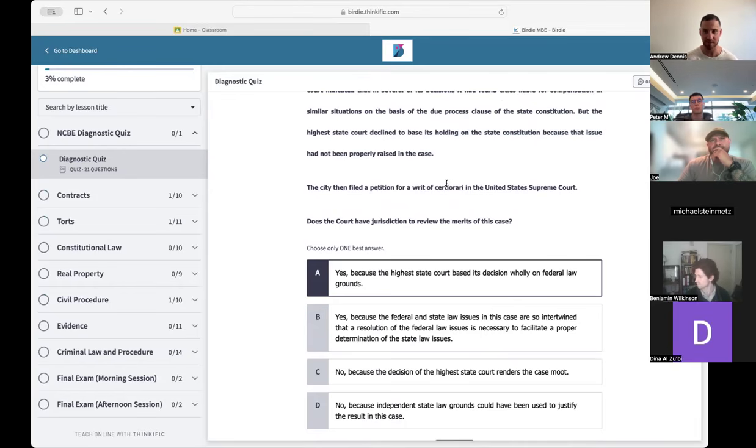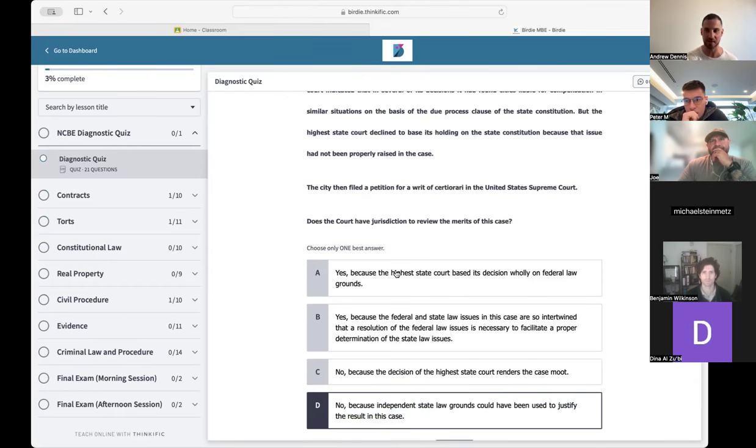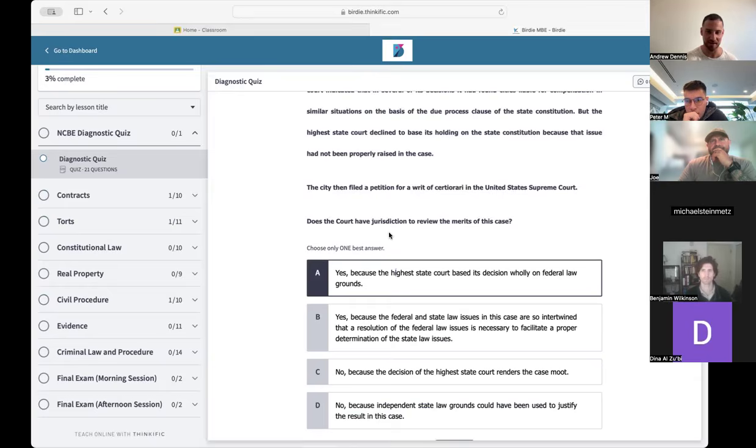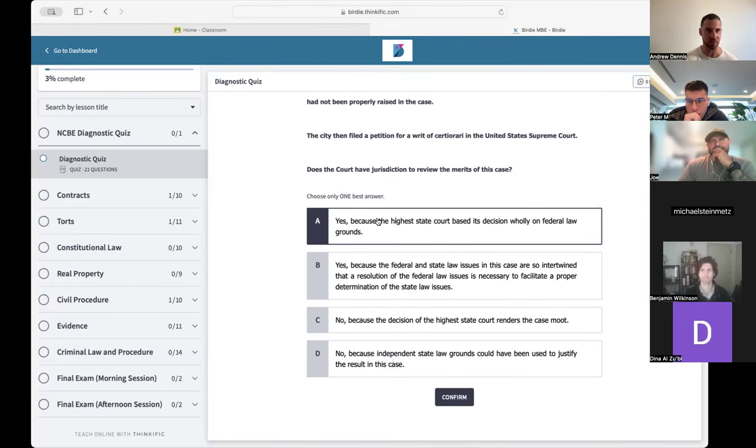It's a separate issue. They just wholly based it on the federal law. No, because the decision of the highest state court renders the case moot. No, because the independent state law grounds could have been used to justify the result in this case. They could have, but they weren't, right? If I had wheels, I'd be a wagon, but I'm not, right? This is what they ruled, what they held based on.